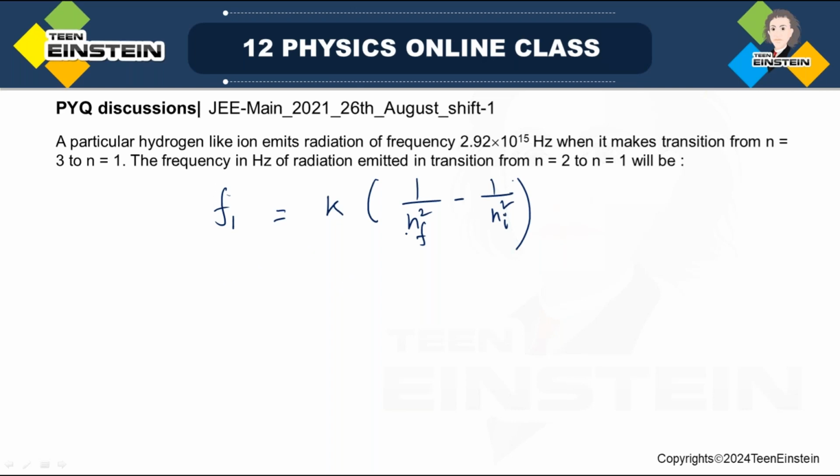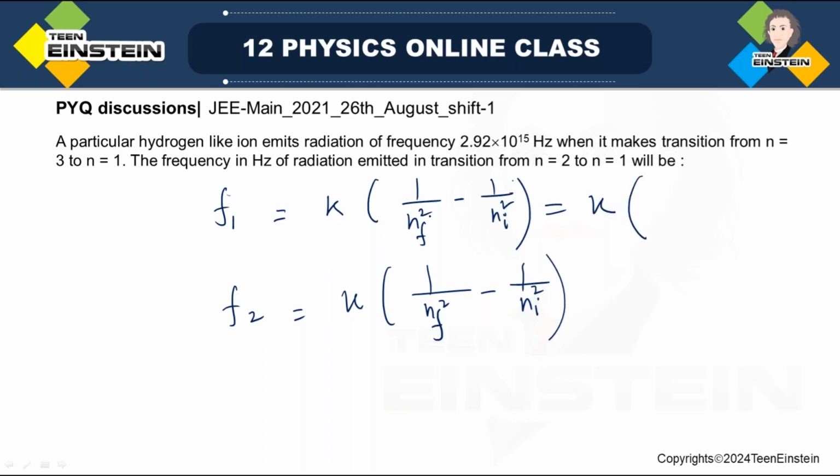Now I have got another one, K times 1 over n_f square minus 1 over n_i square. You might be thinking why I'm writing the same thing for both f1 and f2. I'm just going to put the values here. For the first case, 3 to 1, 1 is the final and initial is 3, so 1 over 9.